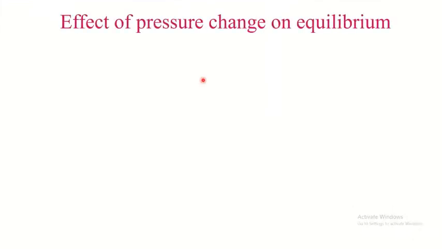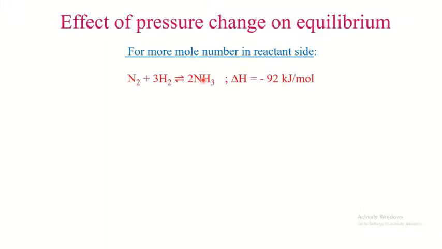Now, effect of pressure change on equilibrium. At first, we will discuss the effect of pressure change for more mole number on the reactant side. Look at this reaction. Here on the reactant side, there are a total of 4 moles reactant and there are 2 moles product on the product side. So the mole number of reactant is more than product here.